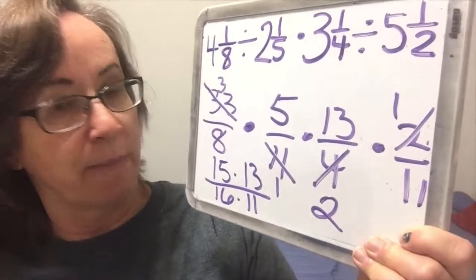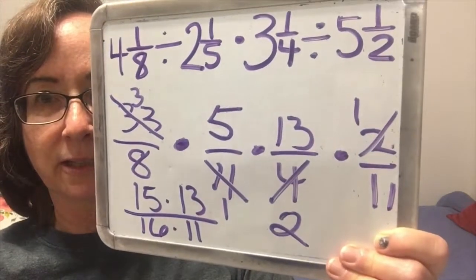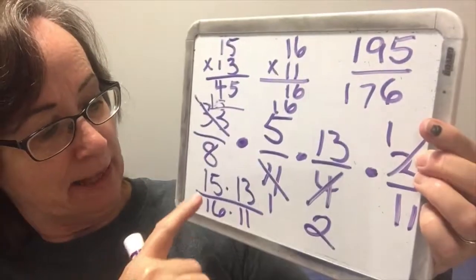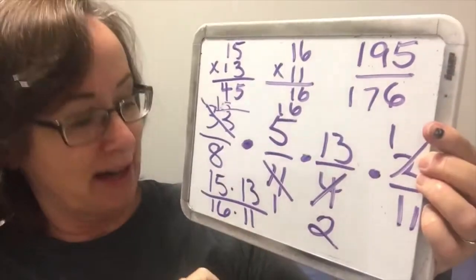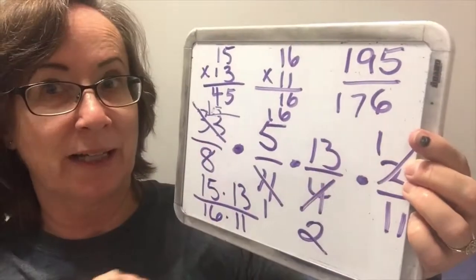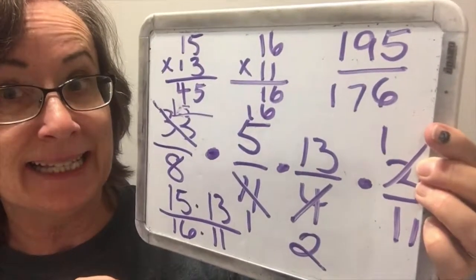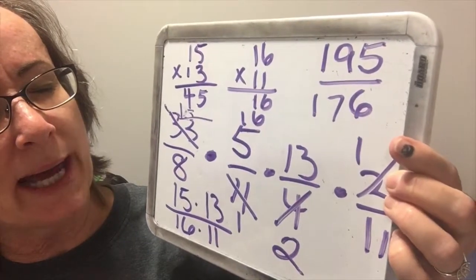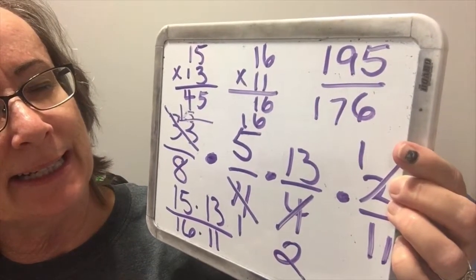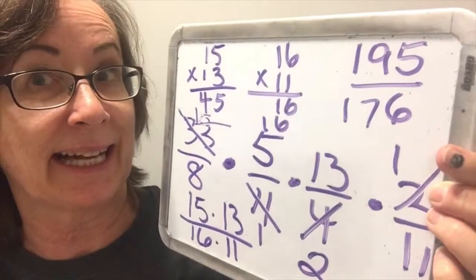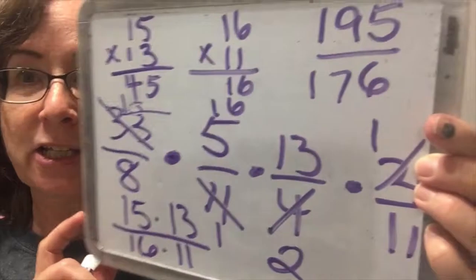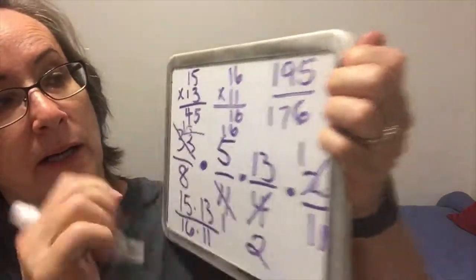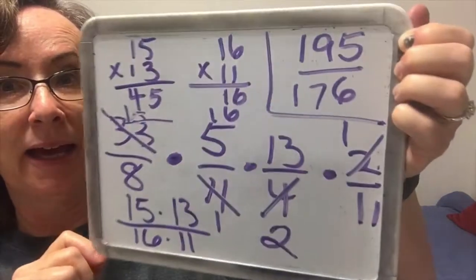And I've got to go do that math real quickly to see what the final answer is. Okay, I erased this and I went up and did it up there for you. So 15 times 13 is 195 and 16 times 11 is 176. That one is improper, so we could write it as a mixed number. It would be 1 and 19 over 176 if I did it with a mixed number. But your book leaves it just like this, because your book is now allowing you to leave it as an improper fraction. So this one right here is the answer.